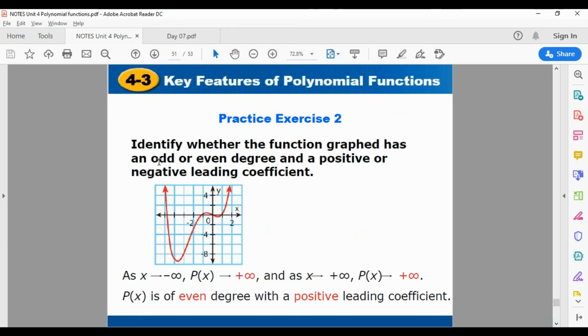What about this one? Which one is it going to be? Try this one on your own. What you should see is it starts off at positive infinity, and it's going to continue on towards positive infinity after coming down for a little while. That's an even degree polynomial. And since it's positive infinity in both cases, that means that the leading coefficient is also positive.